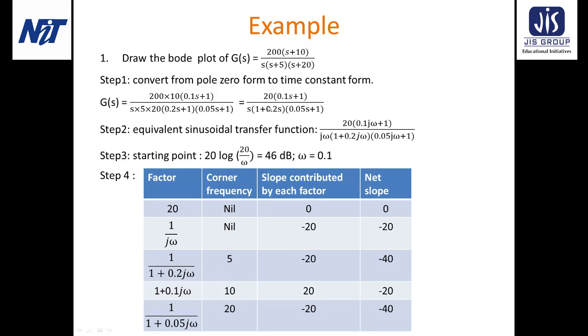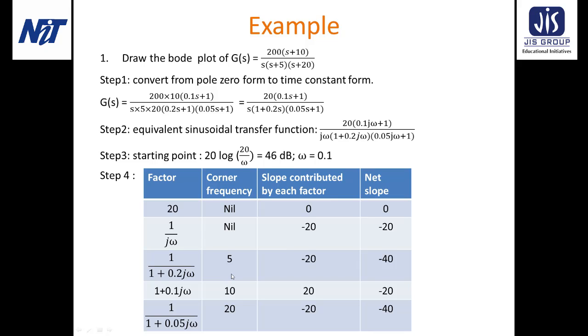That means for this term. The next corner frequency for this term is 10, and for the third one the corner frequency is 20. So 5, 10 and 20. So 5 is the corner frequency for the factor 1 by 1 plus 0.2 j omega. And for 10 the factor is 1 plus 0.1 j omega, and for 20 this 1 by 1 plus 0.05 j omega. Now the factor and corner frequencies are written.